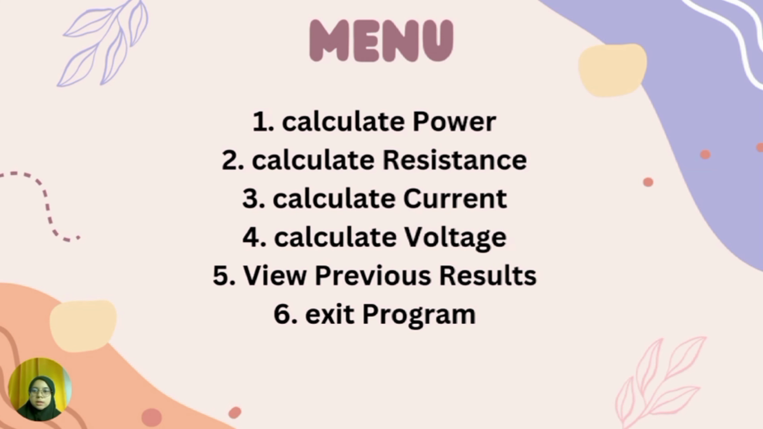Next, for voltage, the user will enter current and resistance values, and the program will compute and display the voltage in volts. Next one is view previous result. This feature will allow the user to access the previously calculated results that are already stored in a text file. This will provide a record of past calculations for reference. Lastly, the exit program option makes sure that the user exits the program without losing any unsaved data.